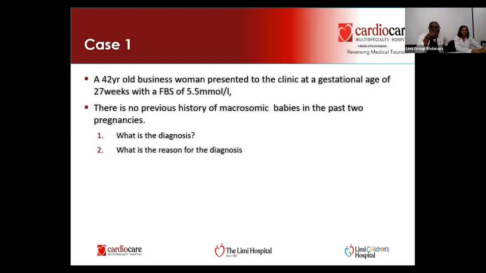The first case is a 42-year-old businesswoman who presented to the clinic at a gestational age of 27 weeks with a fasting blood sugar of 5.5 millimoles per liter. There is no previous history of macrosomic babies in the past two pregnancies. What is the diagnosis? What is the reason for the diagnosis? I wait for you to write. Let's see how you are thinking, from the risk factors we talked about, the diagnostic criteria we brought in, and the possible complications both the mother and the child can have. What do you feel this one is?